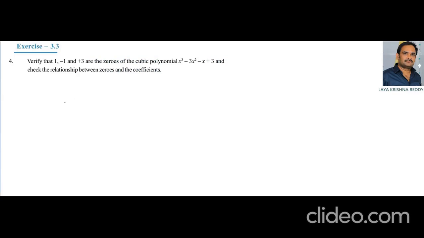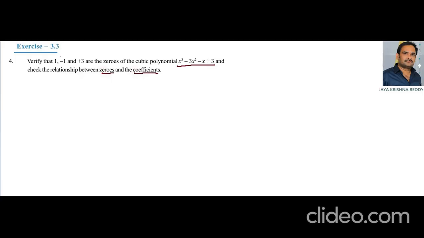Exercise 3.3, question number 4. Verify that 1, minus 1 and 3 are the zeros of the cubic polynomial x cube minus 3x square minus x plus 3, and check the relationship between zeros and coefficients. So here we have to check the relationship between the zeros and coefficients.